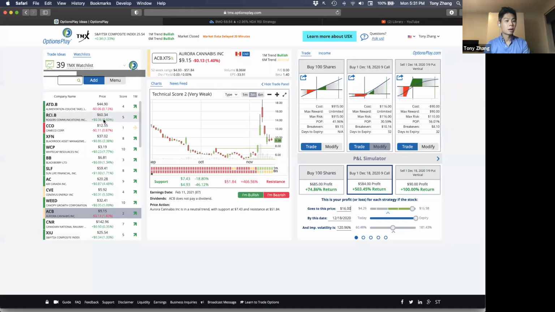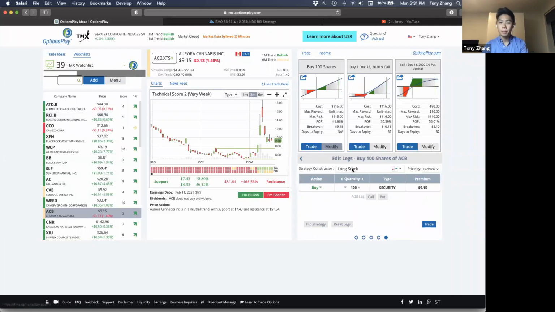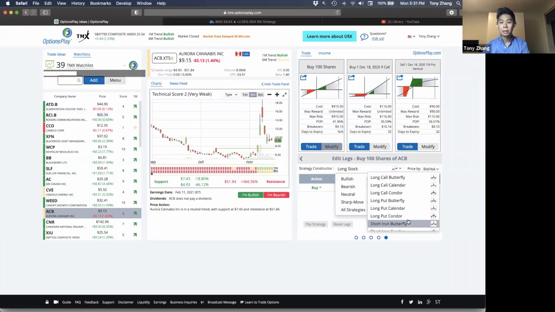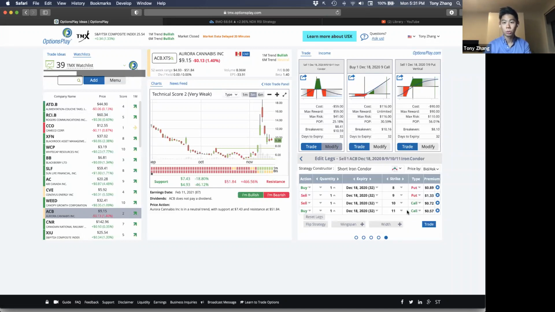Do you have iron condor and options play? Can I compare that to another strategy? Absolutely. You can go to modify, go to the strategy constructor, click on neutral and select an iron condor. You absolutely can. You can compare any other strategy with an iron condor.